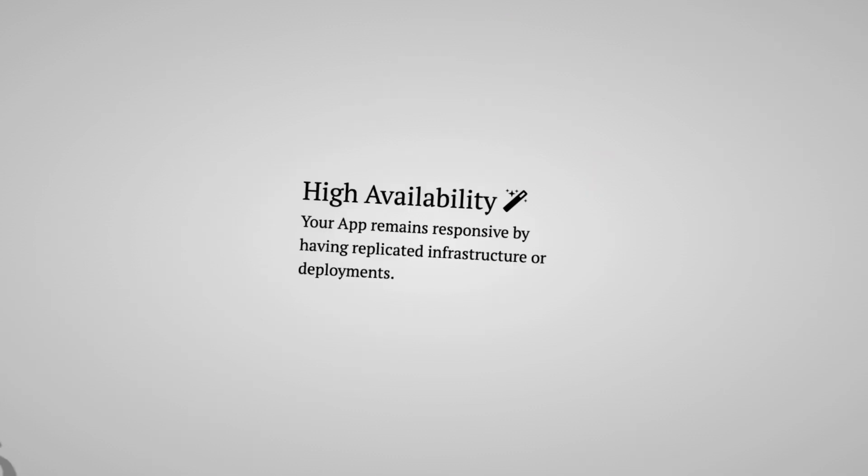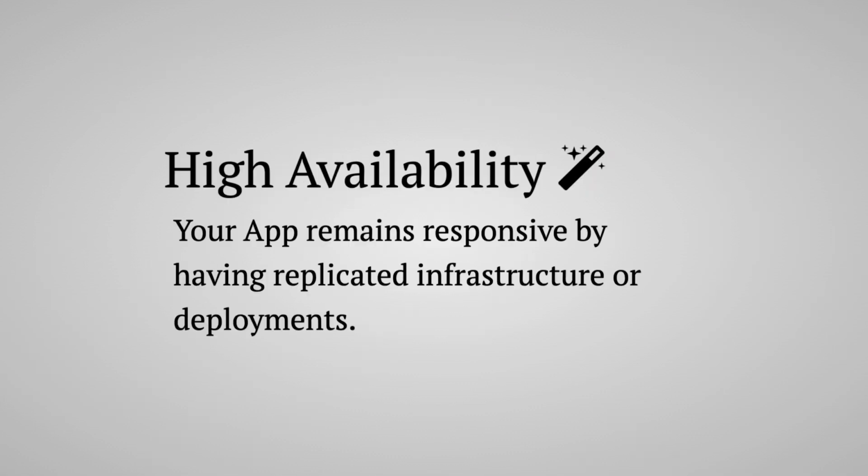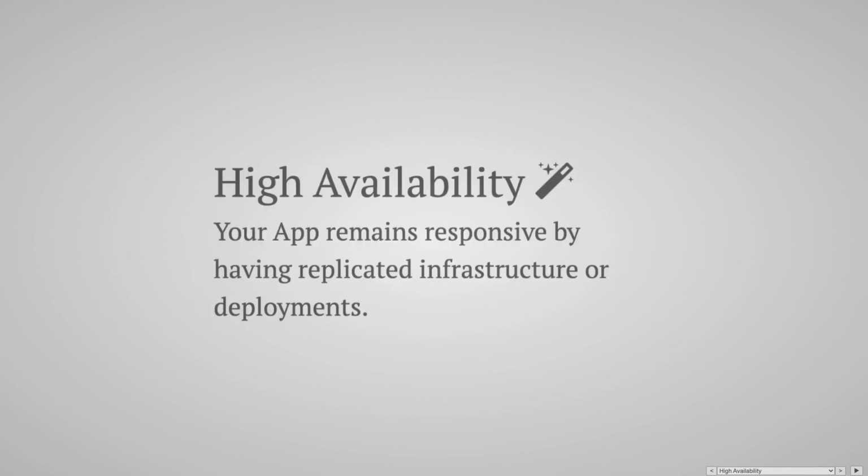High availability almost aligns with disaster recovery that we clarified a few seconds ago. It is just about having replicated infrastructure or deployment of your applications in the cloud. If one component fails, other ones are going to take over.